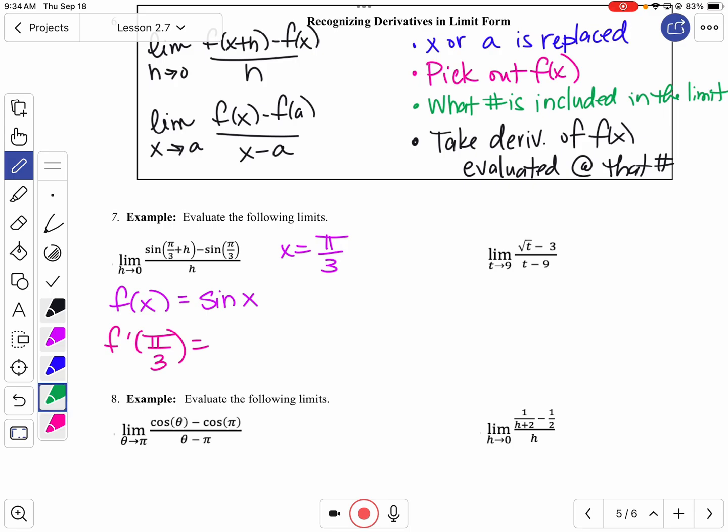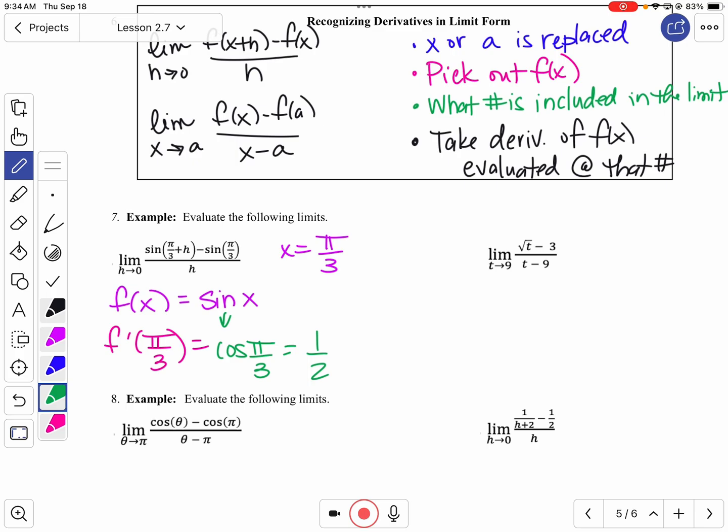What's the derivative of sine? Cosine, and I'm going to evaluate cosine at pi over 3. What is the cosine at pi over 3? 1/2. So that whole limit, I could try to simplify the algebra. I would have to use a trig identity because I've got a sum of two angles. Or I can recognize it's a derivative formula and just take a derivative. Much easier than doing the limit.